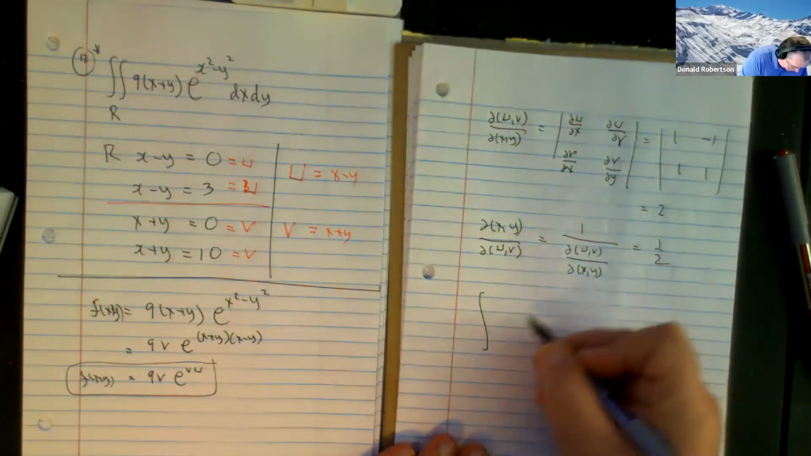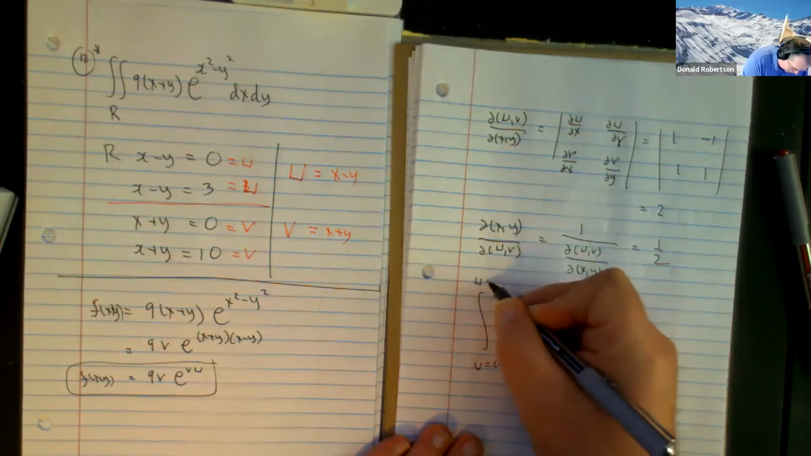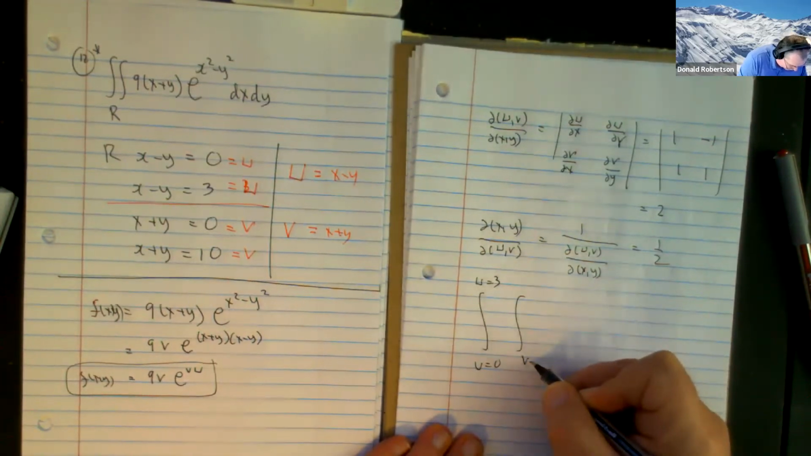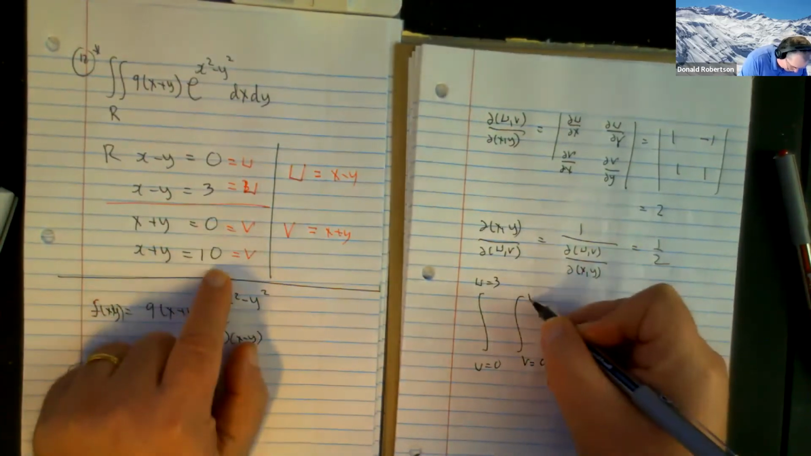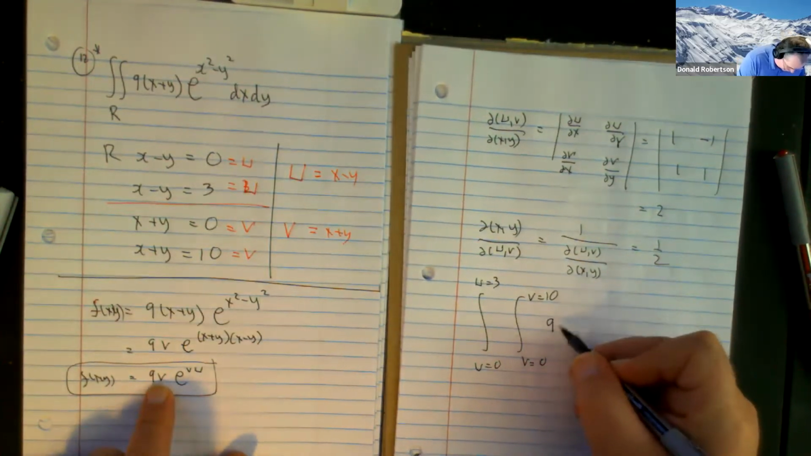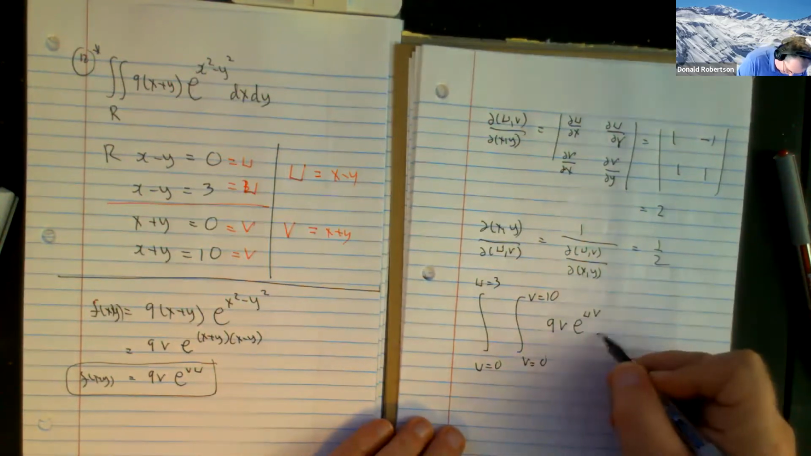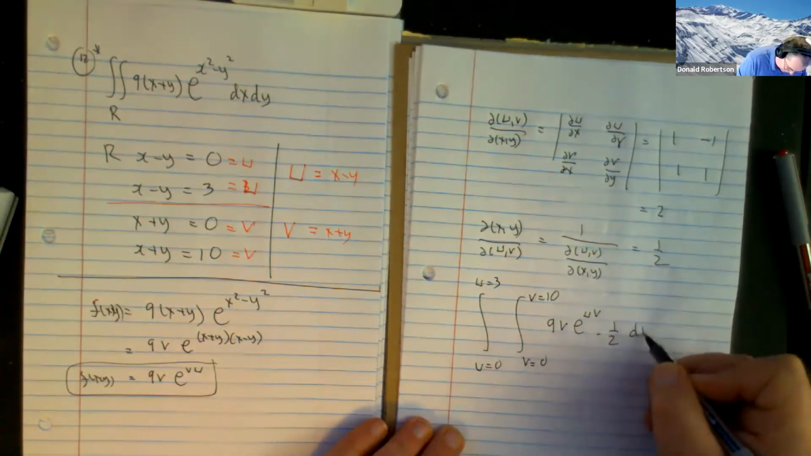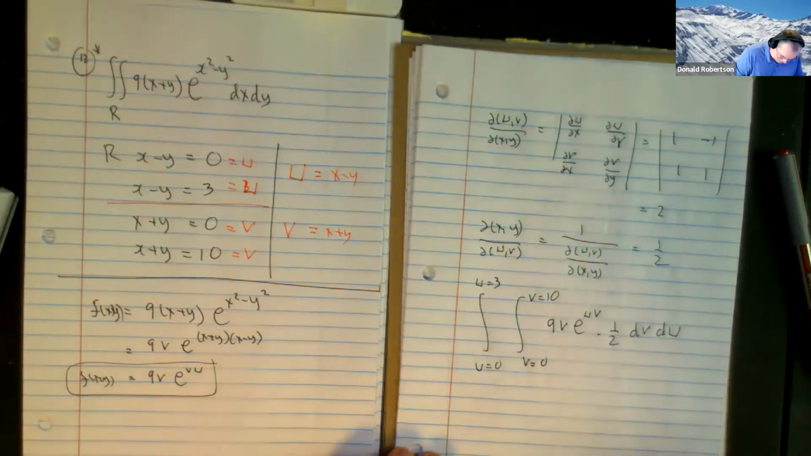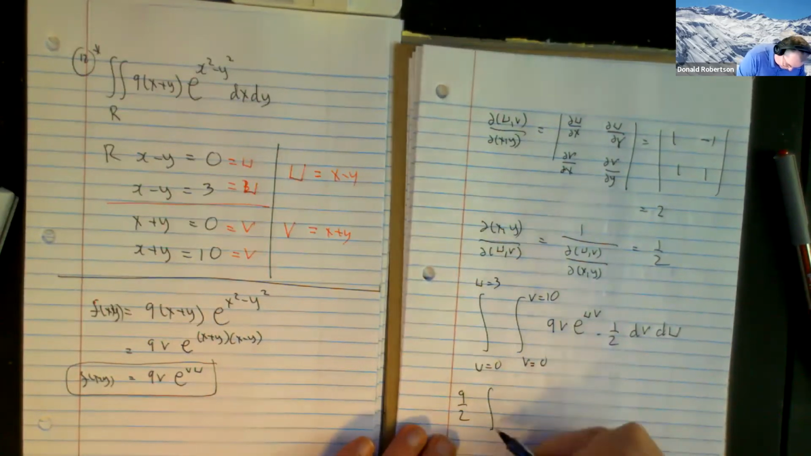And so it's a half. So when you put all the pieces together, U goes from 0 to 3. V goes from 0 to 10. The function looks like that guy. The Jacobian is a half. We have that. I would pull out the 9 over 2 outside.